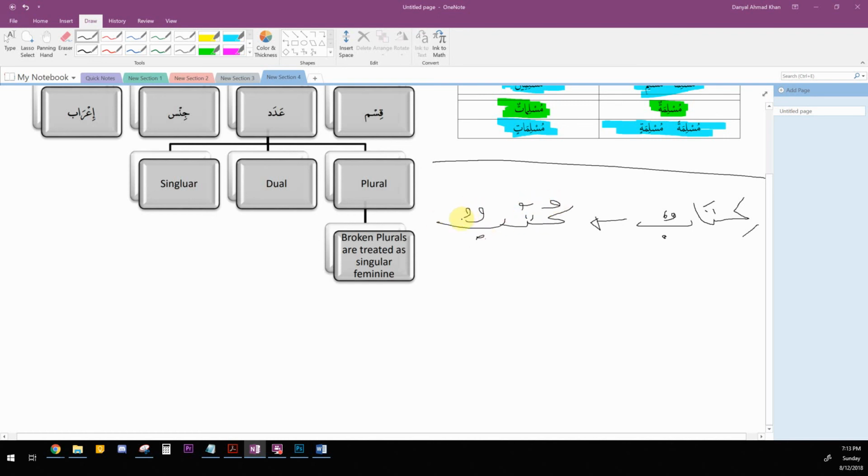Kutubun. And similarly, the mansub state of this is going to be kutuban, and the majrur state of this is going to be kutubin. So these are the broken plurals, or the jama' mukassar, for nouns.